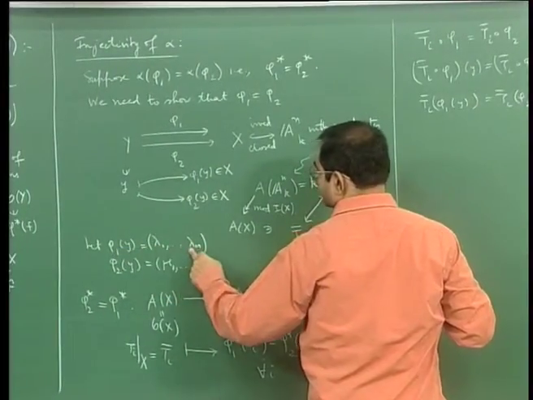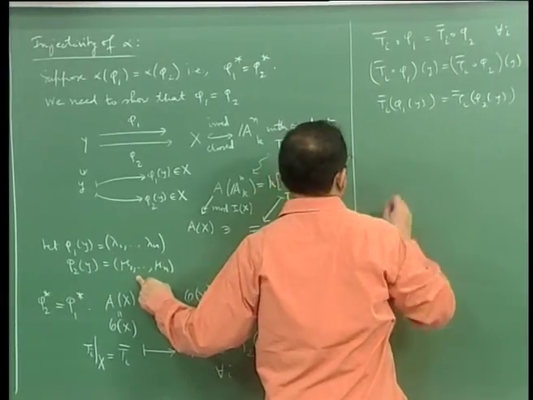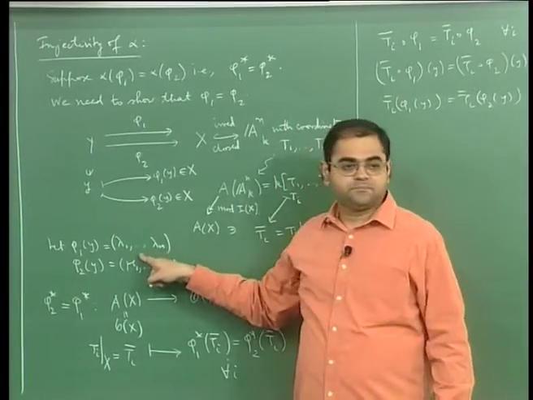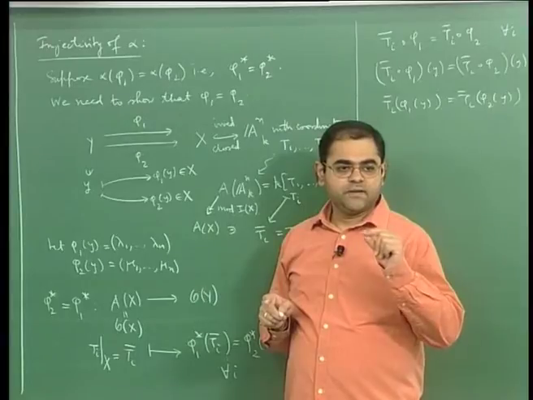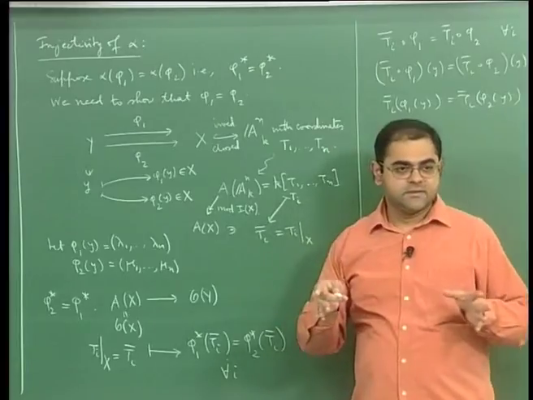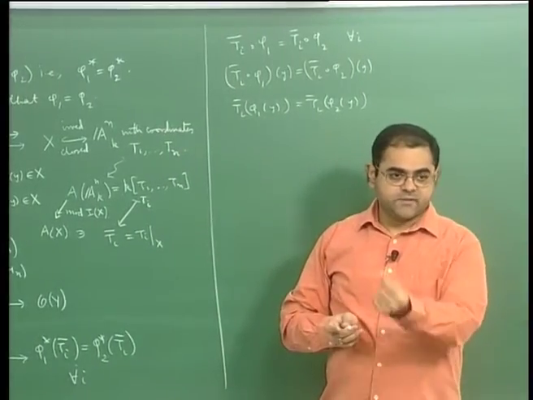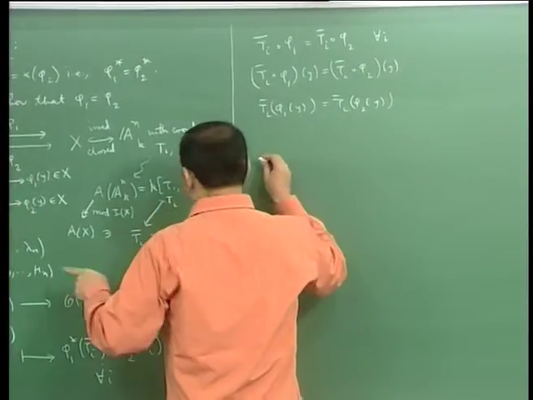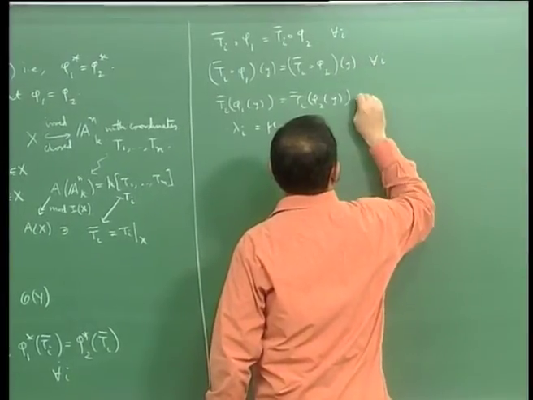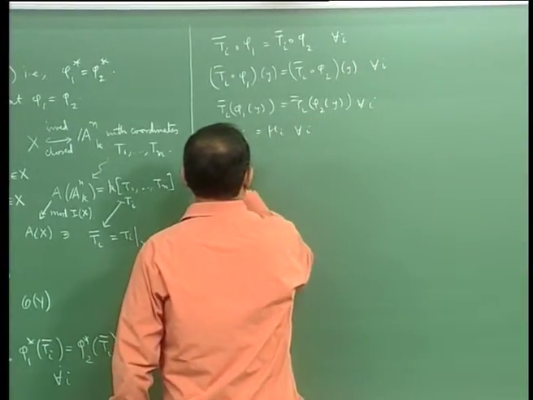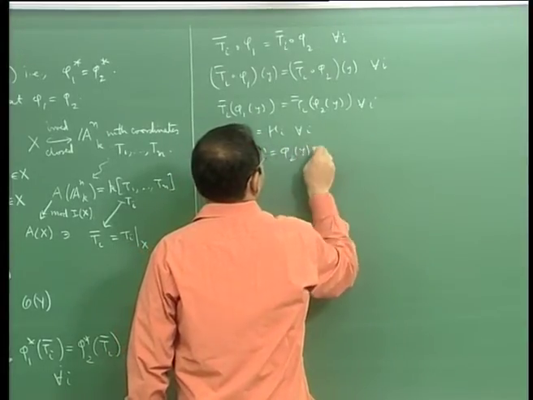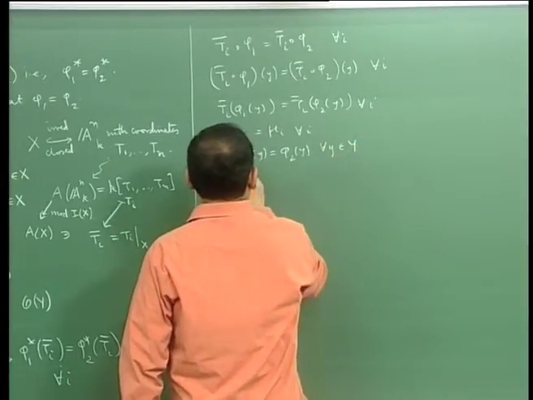Phi1y has these lambdas as the coordinates, phi2y has mu's as the coordinates, and if you take a point like this, the action of Ti bar on that point is to give you the ith coordinate. It is just the function Ti on affine space that picks out the ith coordinate of the point when you evaluate it at a point. So if you do that, I am going to get lambda i is equal to mu i, and this is going to be true for all i, and this implies that phi1 of y is equal to phi2 of y for all y in Y, and that tells you that phi1 equals phi2.